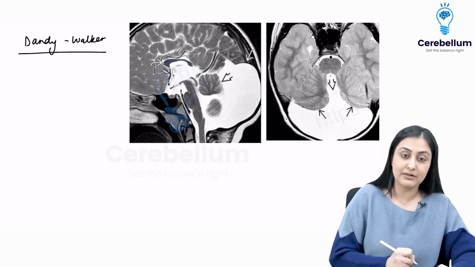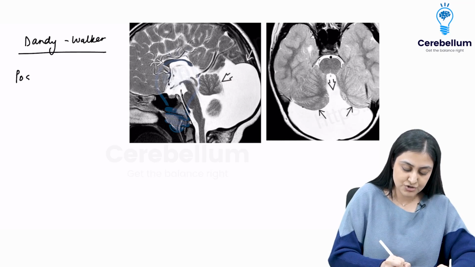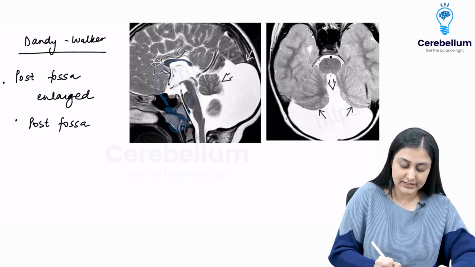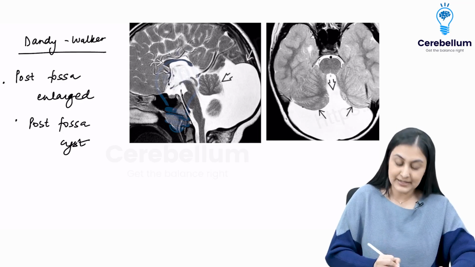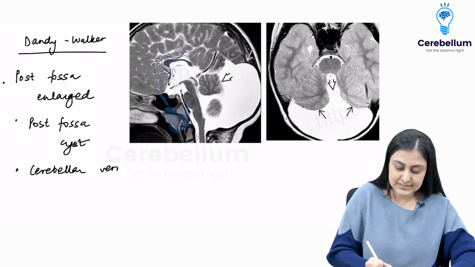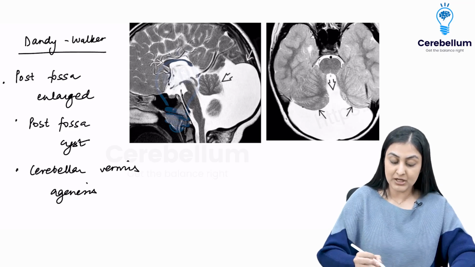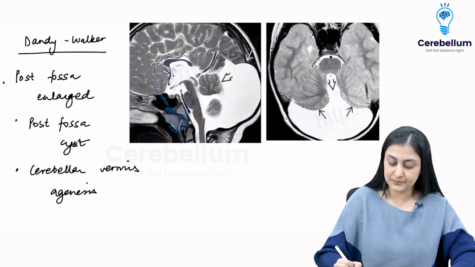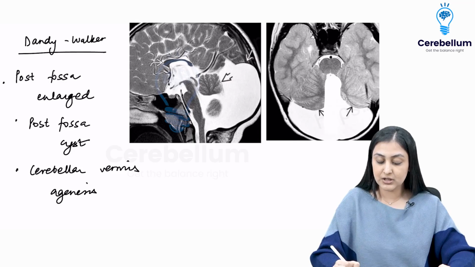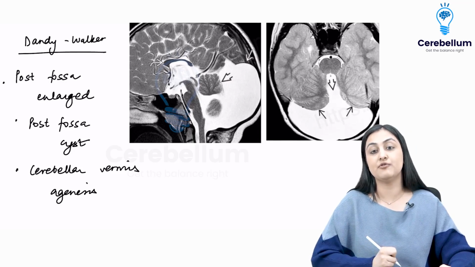So Dandy-Walker malformation, remember, has an enlarged posterior fossa. So first, the posterior fossa is enlarged. Second, you have a posterior fossa fluid collection, which is a cyst, and you have very important cerebellar vermis agenesis. So the vermis of the cerebellum is not well formed. That is why, you can see how behind the pons, this is the fourth ventricle. The fourth ventricle communicates with this posterior fossa cyst.